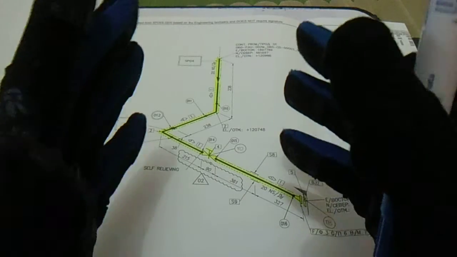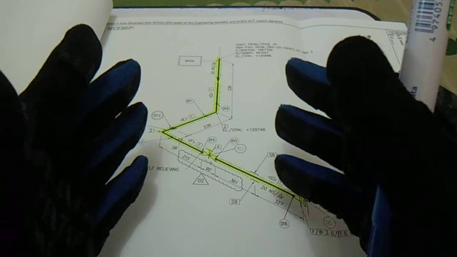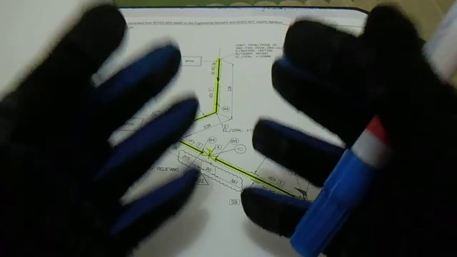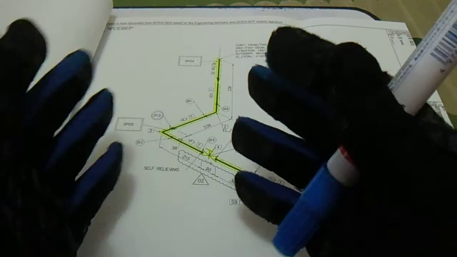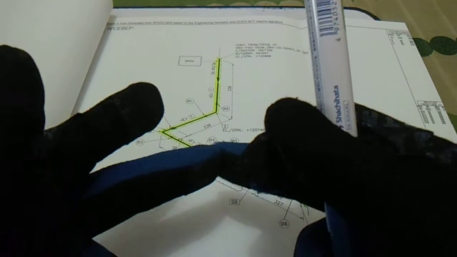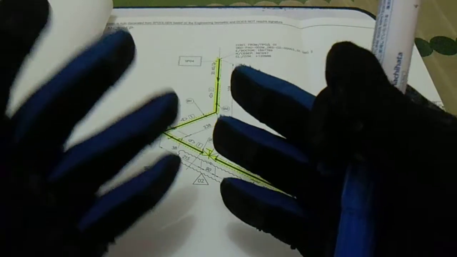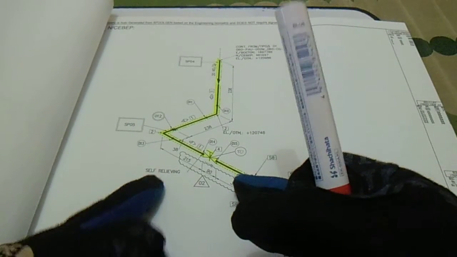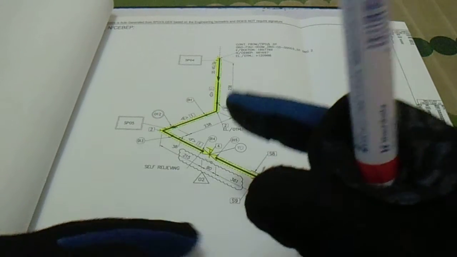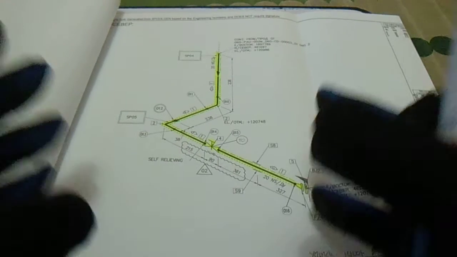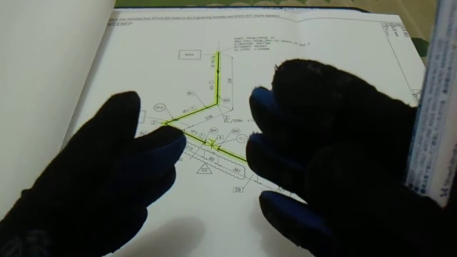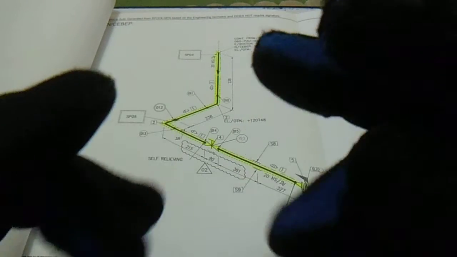Or you must check also the self-relieving in the VA90. Why? Because in the isometric drawing number, they have some mistake of the self-relieving. In the VA90, this is the assurance that the self-relieving is in the correct position. Okay, so the self-relieving is important to be verified before you install, before you fit up, before you weld it.